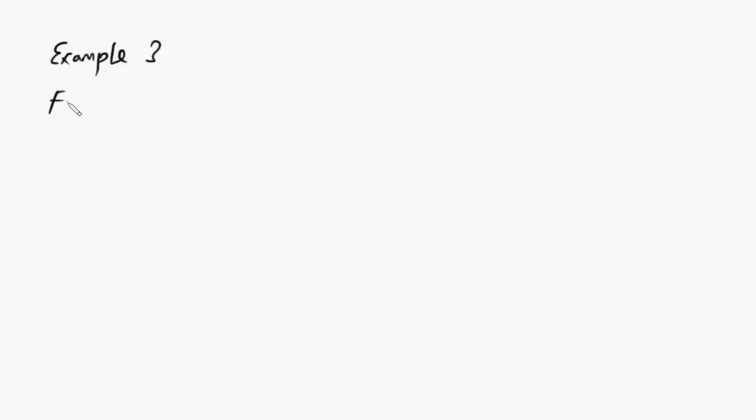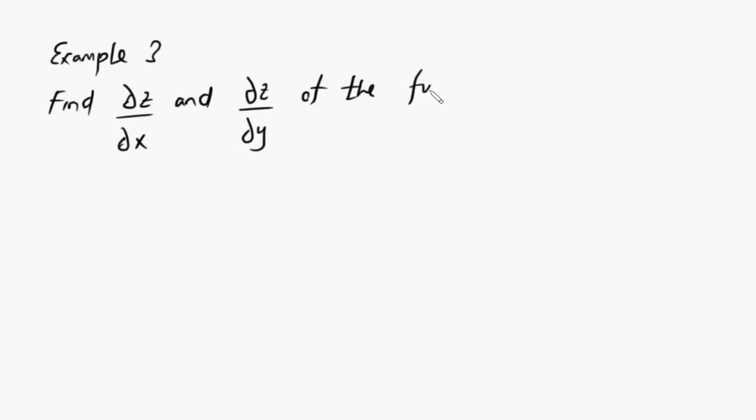It says find, so we're going to look for both. We're going to find the partial derivative of z with respect to x and the partial derivative of z with respect to y, okay, of the function (3x + y) squared, okay? So we can use the chain rule.